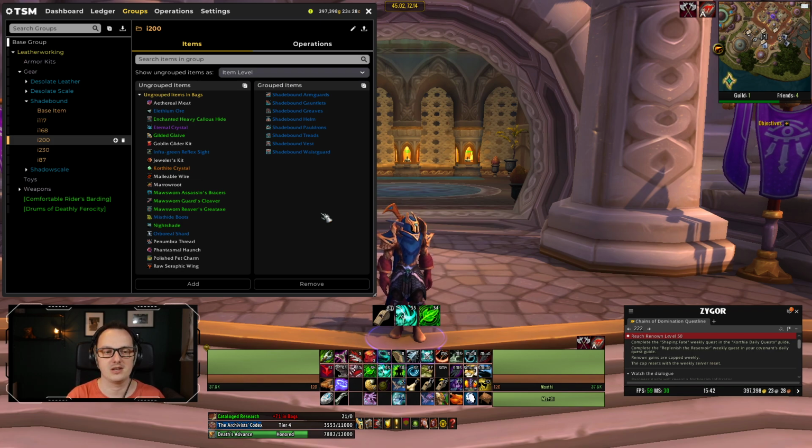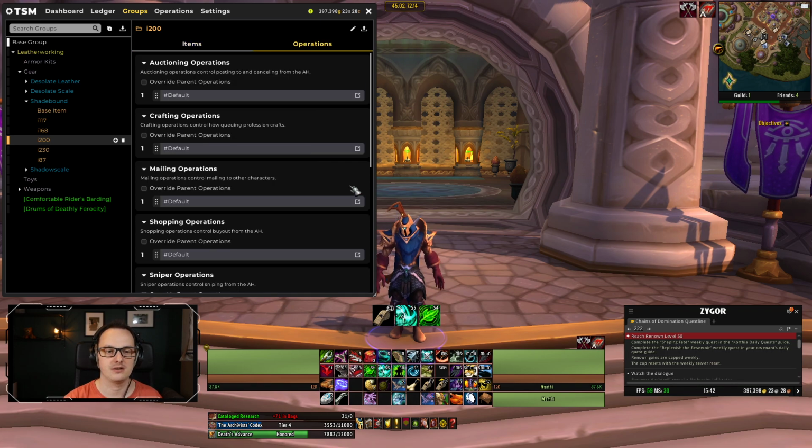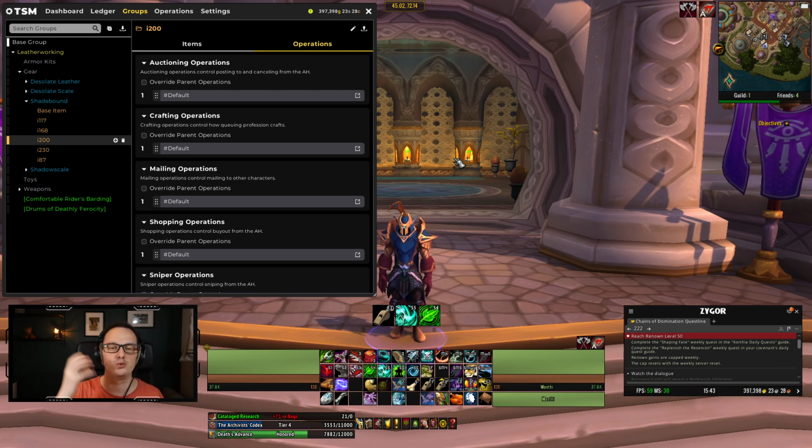We've got the items in the groups, we've spent a bit of time doing this, but actually, what are we doing with those next? Well, the next logical thing many people try to do is apply some operations to those groups. Operations are basically considered rules. They're rules for crafting, they're rules for selling, they're rules for buying.